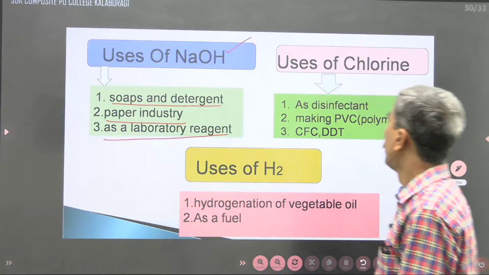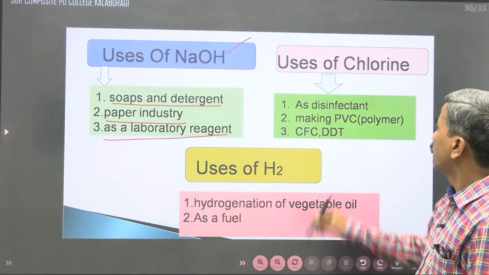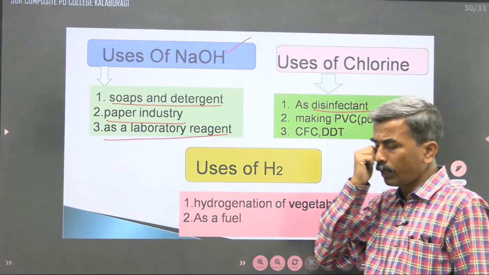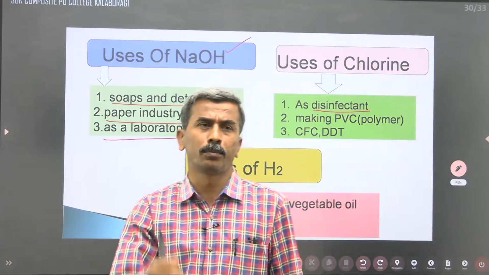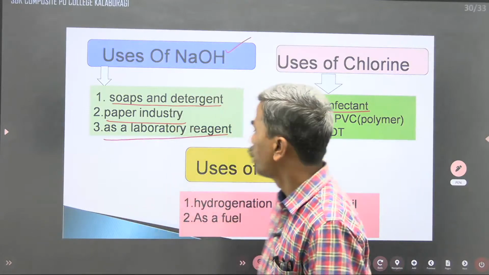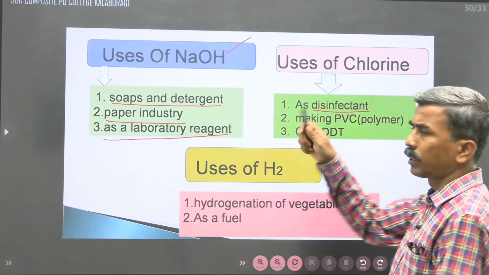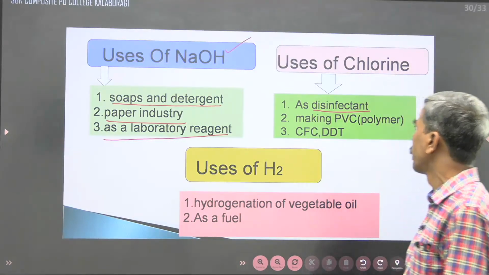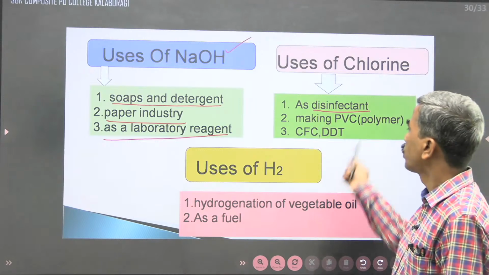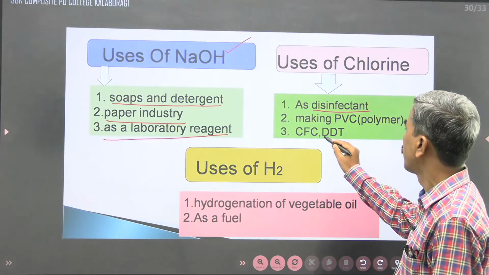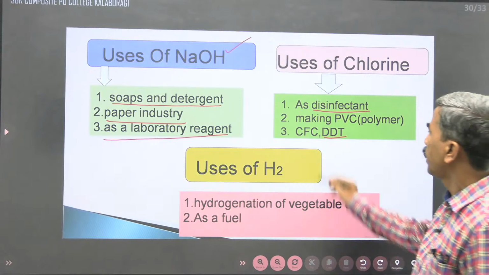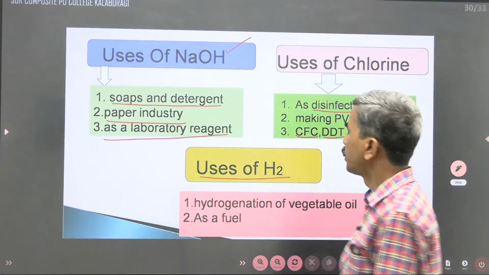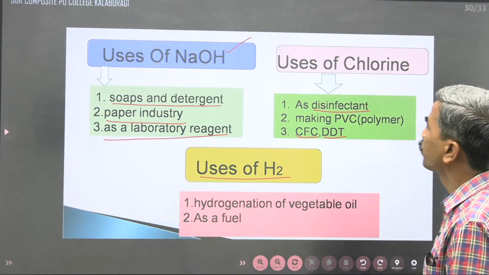Chlorine is used in smaller proportion as a disinfectant. Polymers like polyvinyl chloride are obtained from vinyl chloride, and to convert an alkene into vinyl chloride we use chlorine as the source. Chlorine is also used for the preparation of the insecticide DDT and CFCs.